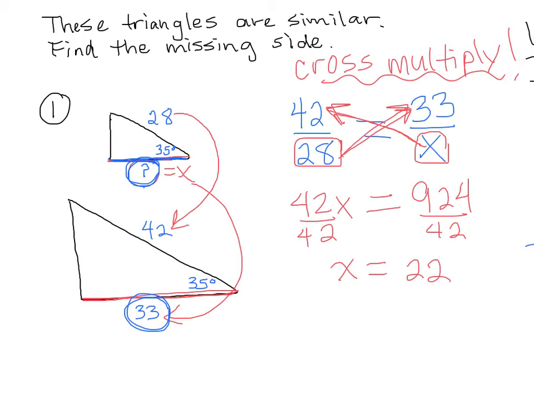Okay, so for those two sides to be proportional, our unknown side in that smaller triangle would have to have a measure of 22. Okay, so this is how we solve for these missing sides, is we create this equation here called a proportion, and we cross multiply to solve for our missing side, x. Let's look at a second example.